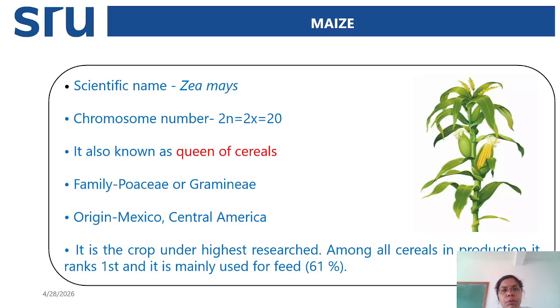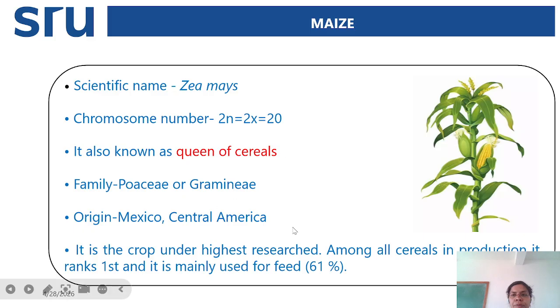Here the scientific name of maize is Zea mays, and it is a diploid species, so it has the chromosome number 20. Generally, productivity is higher among the cereals, so it is called the queen of cereals, and it belongs to the Poaceae or Gramineae family. The origin of maize is in Mexico or Central America. Out of all crops, most of the research was done on maize, and among all cereals, it gives more productivity.